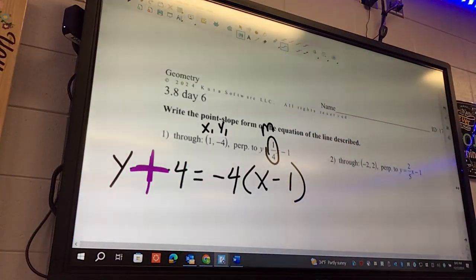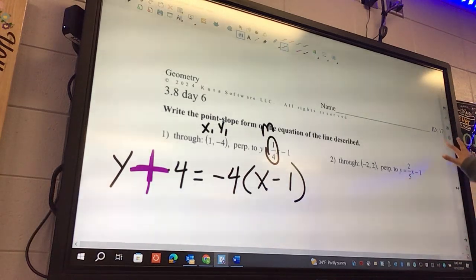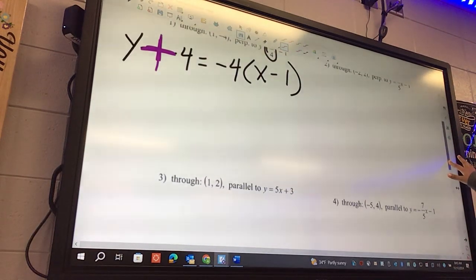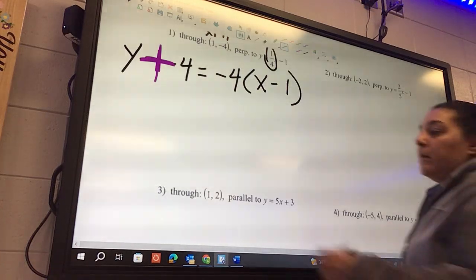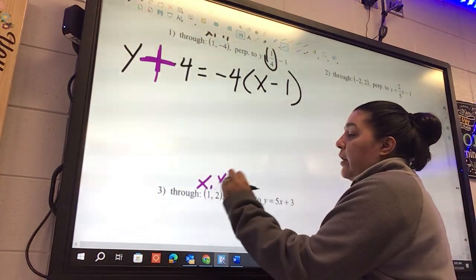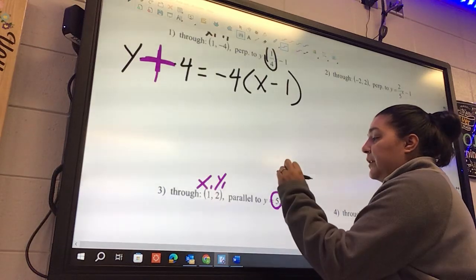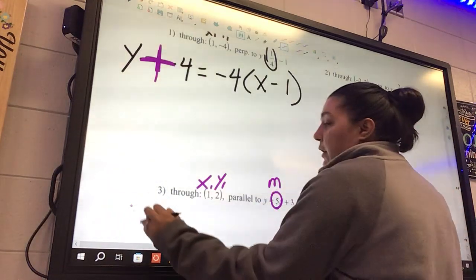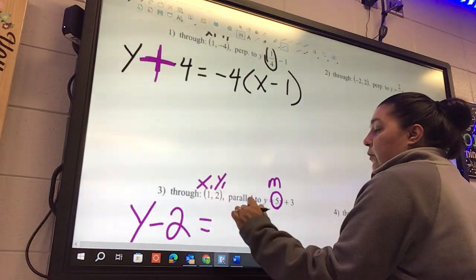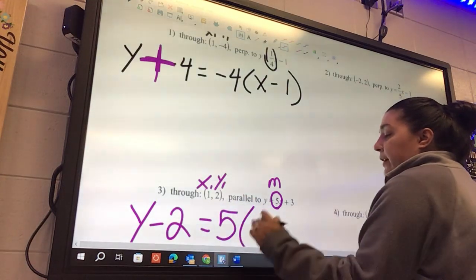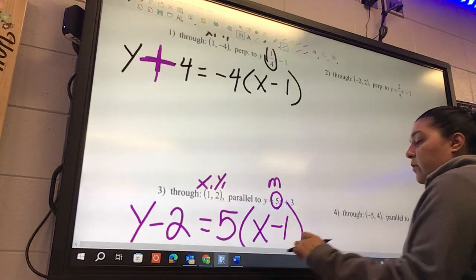Okay, number 2, 3. Okay, is parallel. What's the difference between parallel and perp? Parallel stays 100% the same, so my slope is going to be 5. So it's going to look like y minus my y1 is 2 equals my m, which is 5. X minus my x1 is 1.